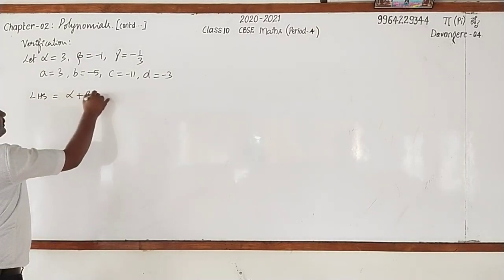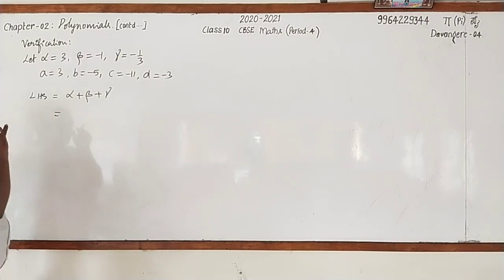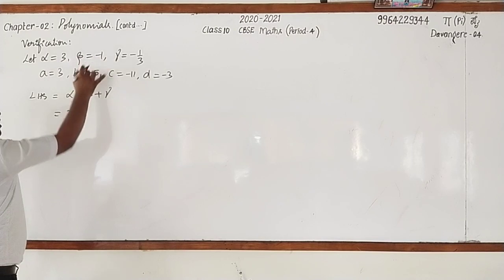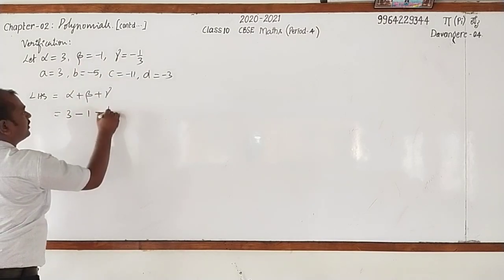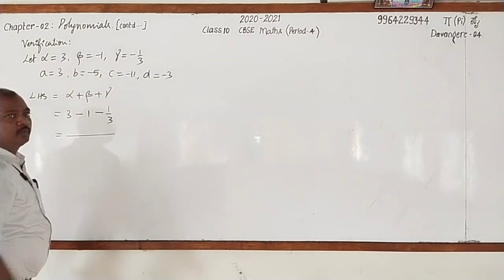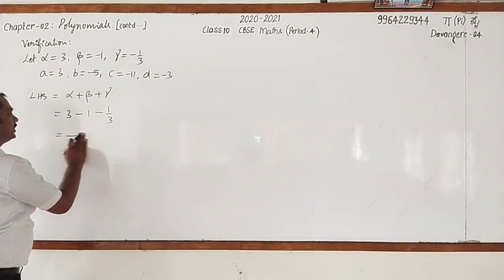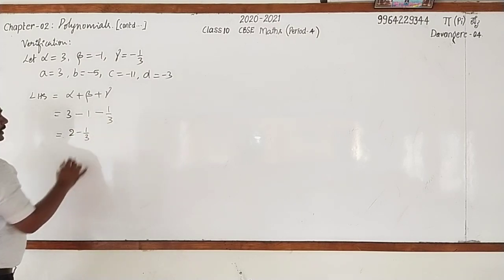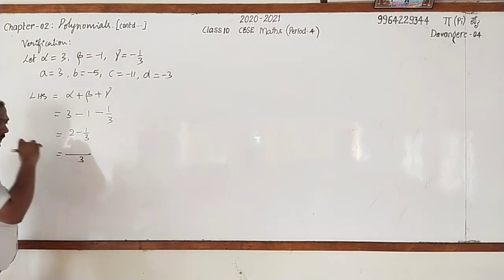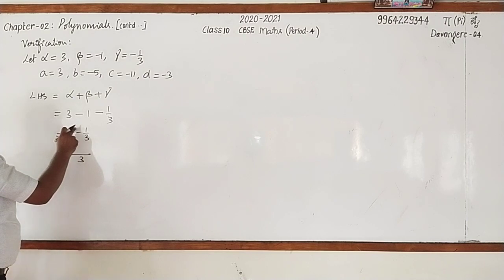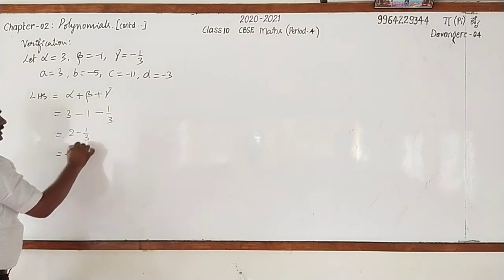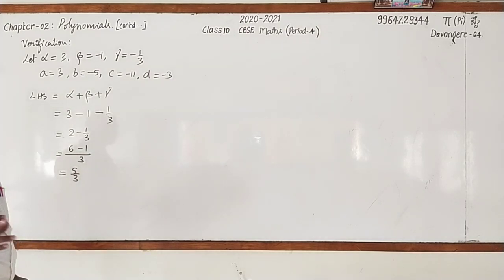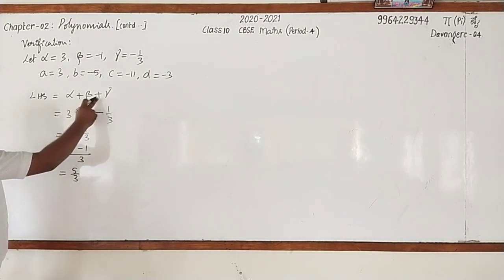Alpha plus beta plus gamma is equal to, what is alpha? 3. Beta, minus 1. Gamma, minus 1 by 3. Before taking the LCM, we can take 3 minus 1, which is 2. 2 minus 1 by 3. Take LCM, it is 3. Multiply LCM with the first term, 6, with the second term, 1. This is 5 by 3. Got it? It is alpha plus beta plus gamma.